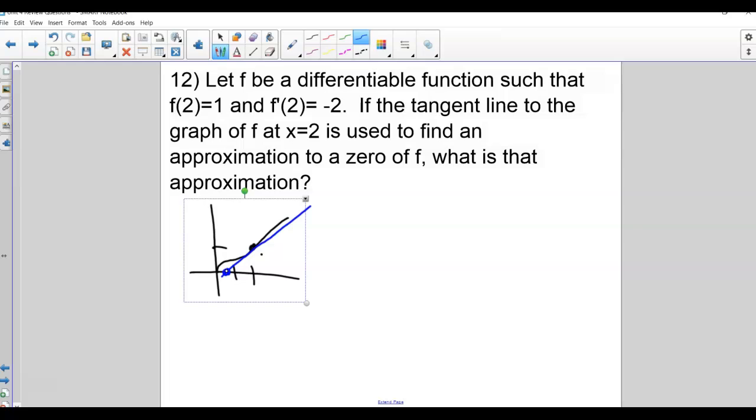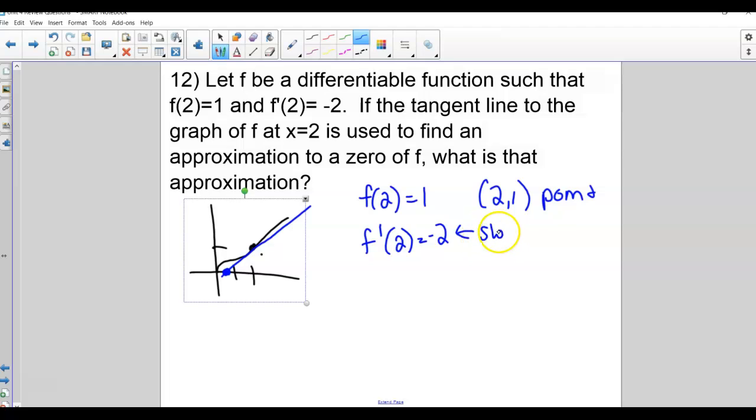So to do this, we will need the tangent line at 2. So our point f of 2 equals 1. So the point (2, 1) is our point of tangency. And then f prime of 2 equals negative 2. I've drawn this picture wrong because that should have a negative slope there. This will be our slope. And we would have y equals negative 2 times (x minus 2) plus 1 would be our tangent line.